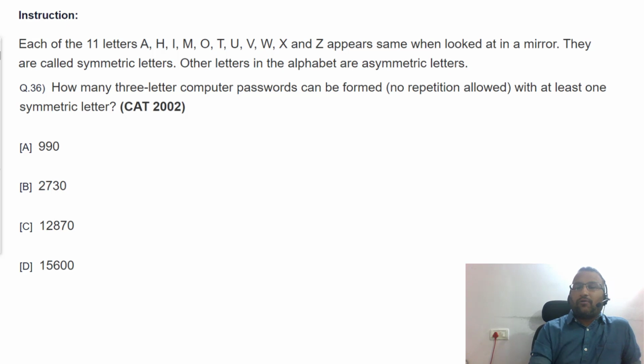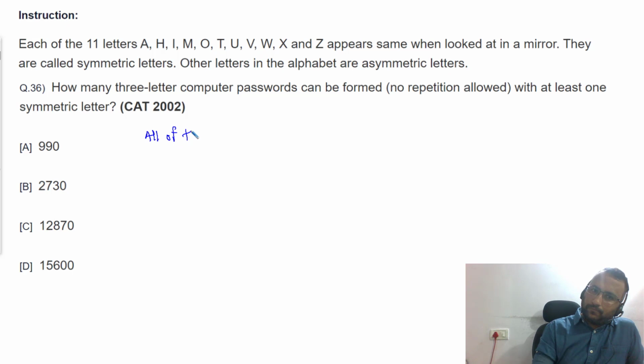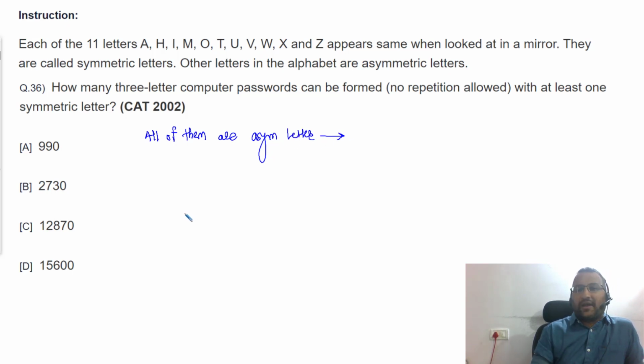At least one of the symmetric letter. What is the opposite of at least one of the symmetric letter? That none of them is a symmetric letter. That all of them are asymmetric letters. So how many passwords you can find?